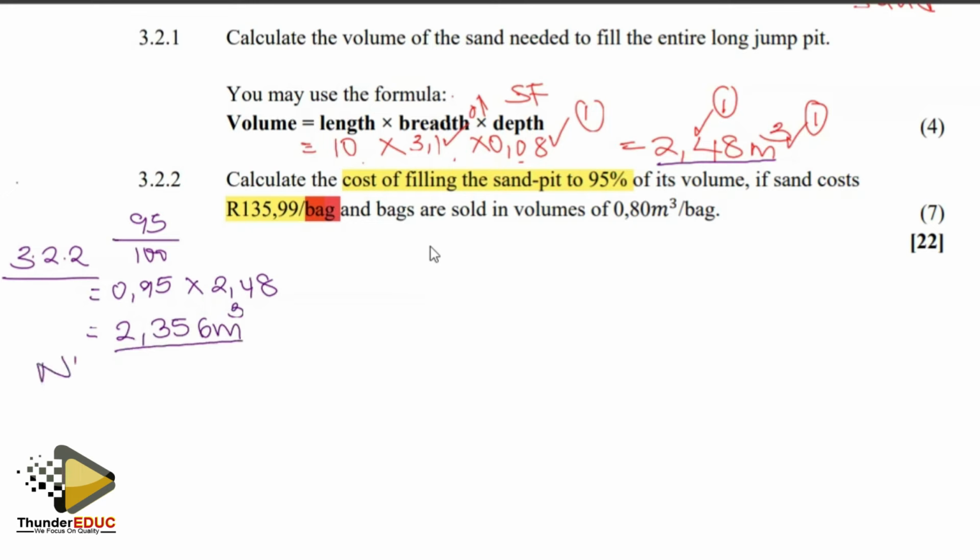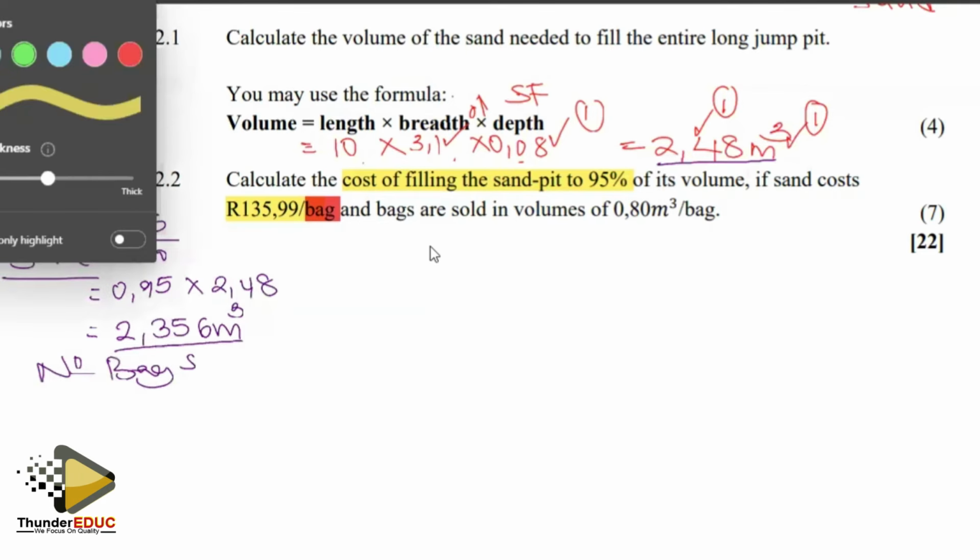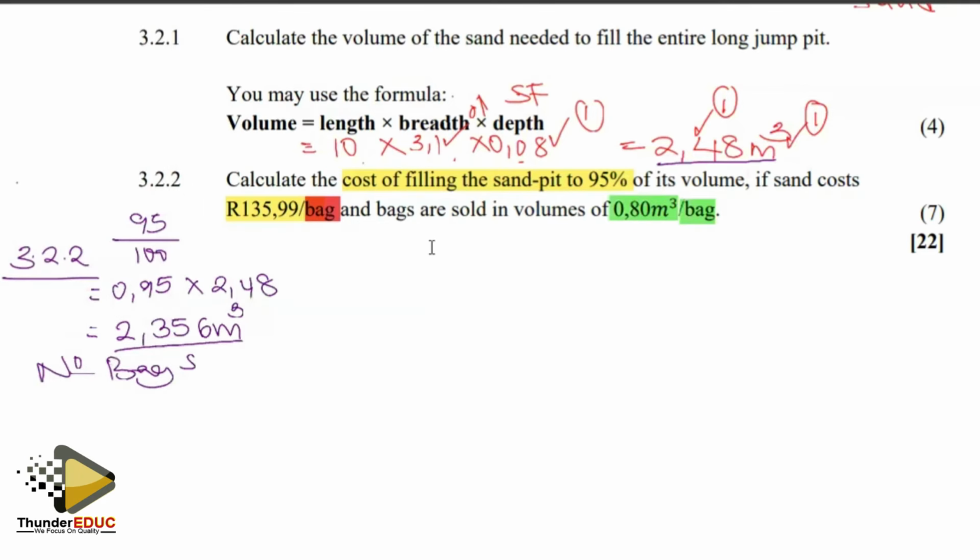So we come here, we look for the number of what? Bags. How are we going to get the number of bags? We are going to use this. We shall use this to determine the number of what? Bags. How? Because now this one says bags are sold in volumes of 0.80 meters cubed per bag. So you ask us per bag.